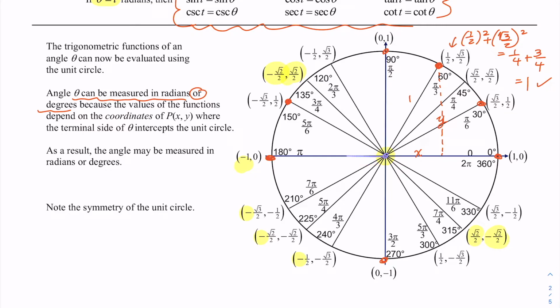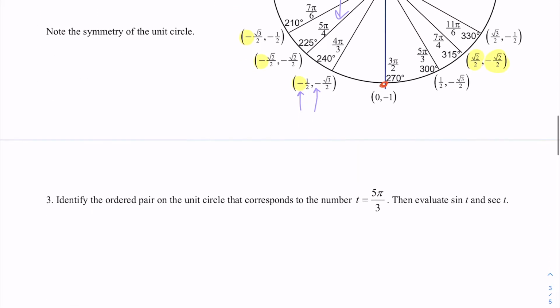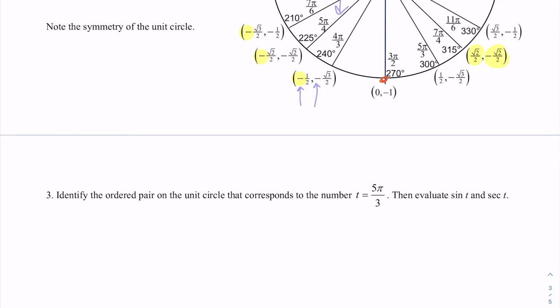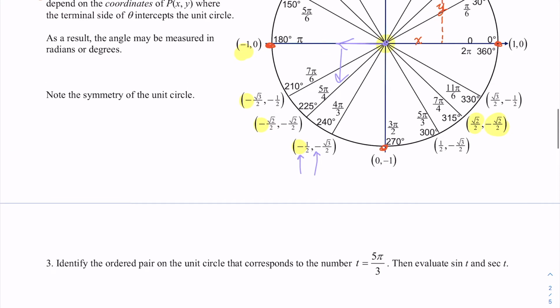That's because from the origin we're moving to the left and then moving down, so that's why both of these values are negative, okay? So let's go ahead and identify the ordered pair on the unit circle that corresponds to the number t equals 5π/3. And then after that, we'll go ahead and evaluate the sine of t and the secant of t, okay?